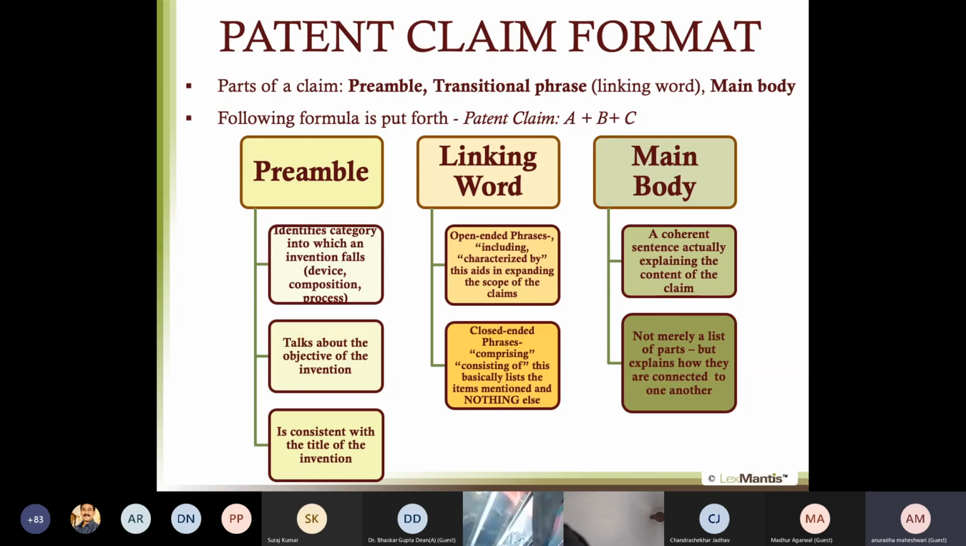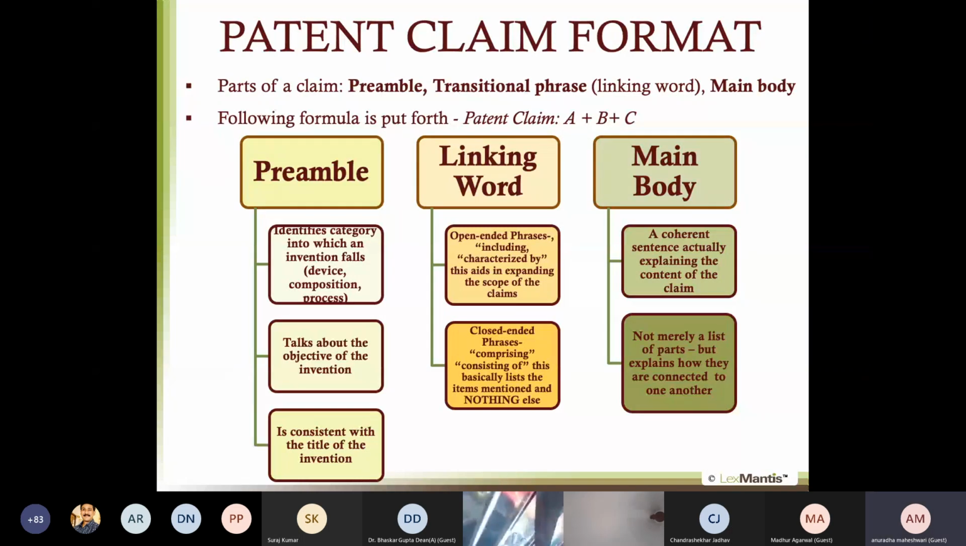So I can say a device to make, let's say tea, a device to make tea, comprising of. Now I've used the word comprising. So comprising becomes a linking word. Now when comprising becomes a linking word, the word in itself is an open-ended phrase. Comprising is an open-ended phrase which tells you that it contains so and so, but it could be more.